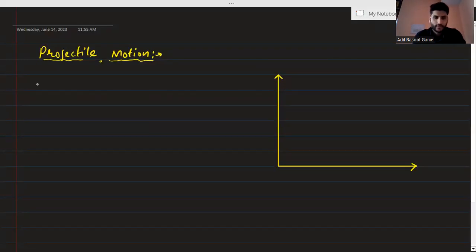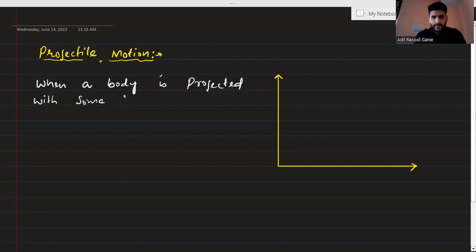So, when a body is projected with some initial velocity and allowed to fall under the action of gravity.